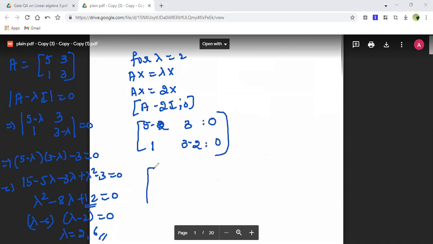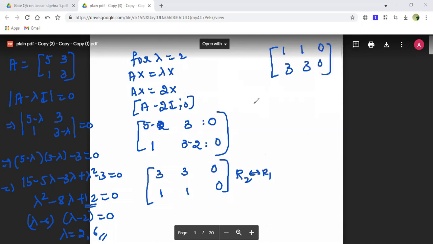Now do the transformation. So this will be 3, 3, 0 and 1, 1, 0. If you want, you can just interchange R1 and R2, so you get 1, 1, 0 and 3, 3, 0. Or you can just say R2 changes to R2 minus 3 times R1. If I do this, this is 1, 1, 0 and 0, 0, 0, because 3 minus 3 is 0 and 3 minus 3 is 0.